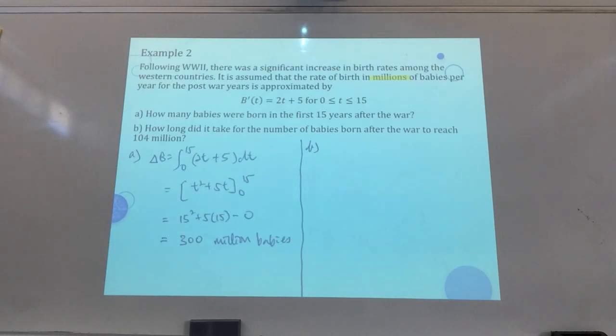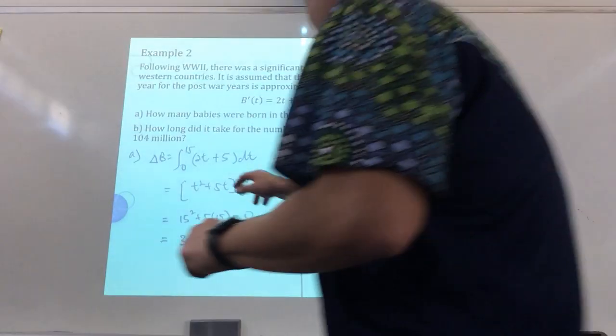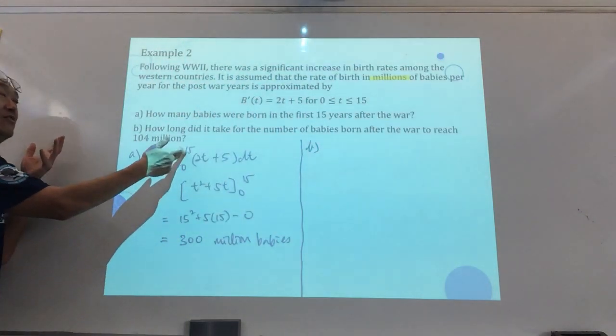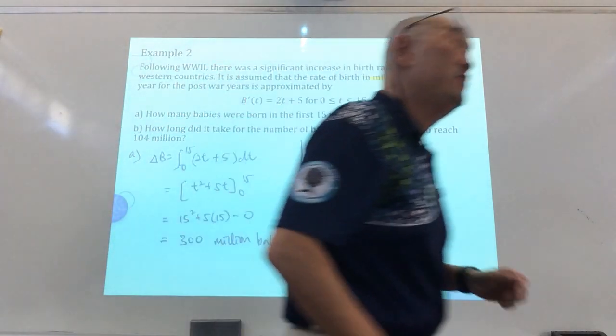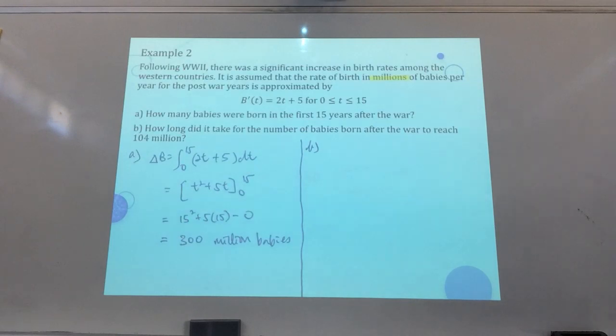All right. So now, part B. How long did it take for the number of babies born after the war to reach 104 million? You need to use the same thing as well, but this time, you're going from 0 to whatever. Could be x, could be whatever you like. You don't have 15 anymore. So you now know you are going to integrate from 0 to x, equal to 104.